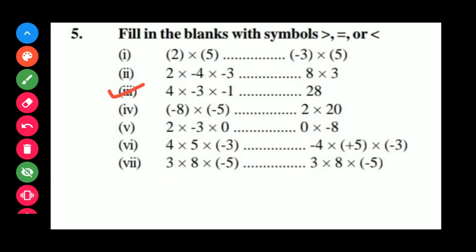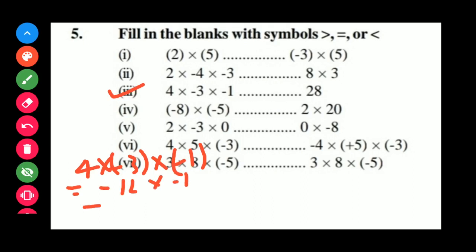Now come to the third part. It is 4 into minus 3 into minus 1. So here is minus 12 into minus 1. So it becomes plus 12. And the right hand side, there is 28, that is the greater number, so you can put less than.